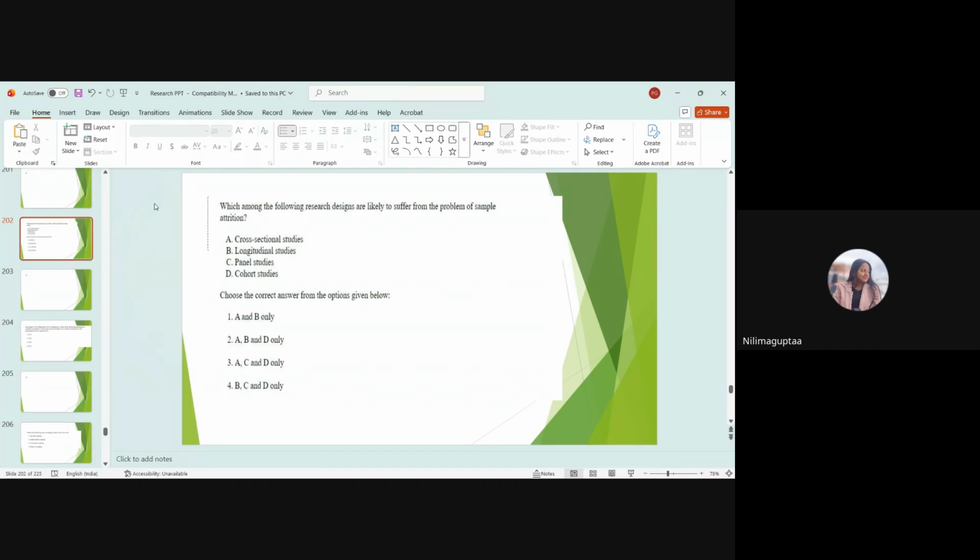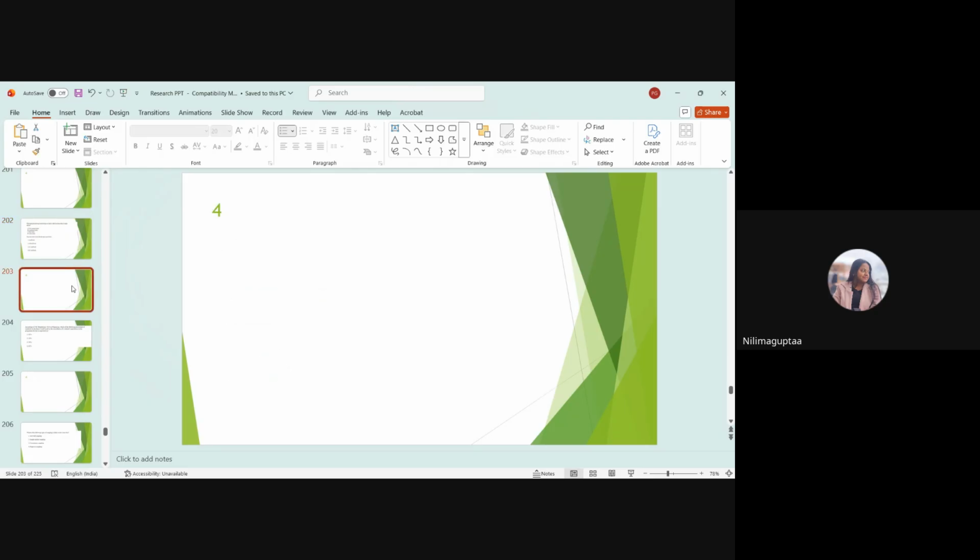Cross sectional study will not face the problem of sample attrition because there are different groups of people being tested at the same time, and the time is very less. So the study that would have ideally taken 20 years, I'm completing within 2 years. So it's very easy, and there are different age groups, so that will not face a problem of sample attrition, but other studies will face it. So the correct answer is 4.